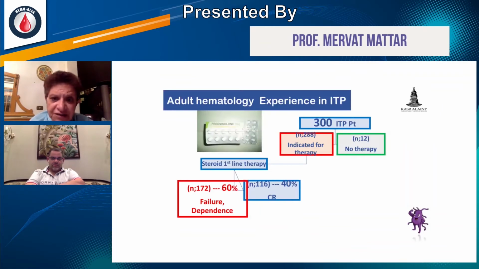In our experience, among 300 ITP patients, 288 were indicated for therapy, but 12 did not need to receive any therapy. Among the 288, all of them started steroids as first-line therapy, with 40% achieving a complete response, but 60% failure of response.